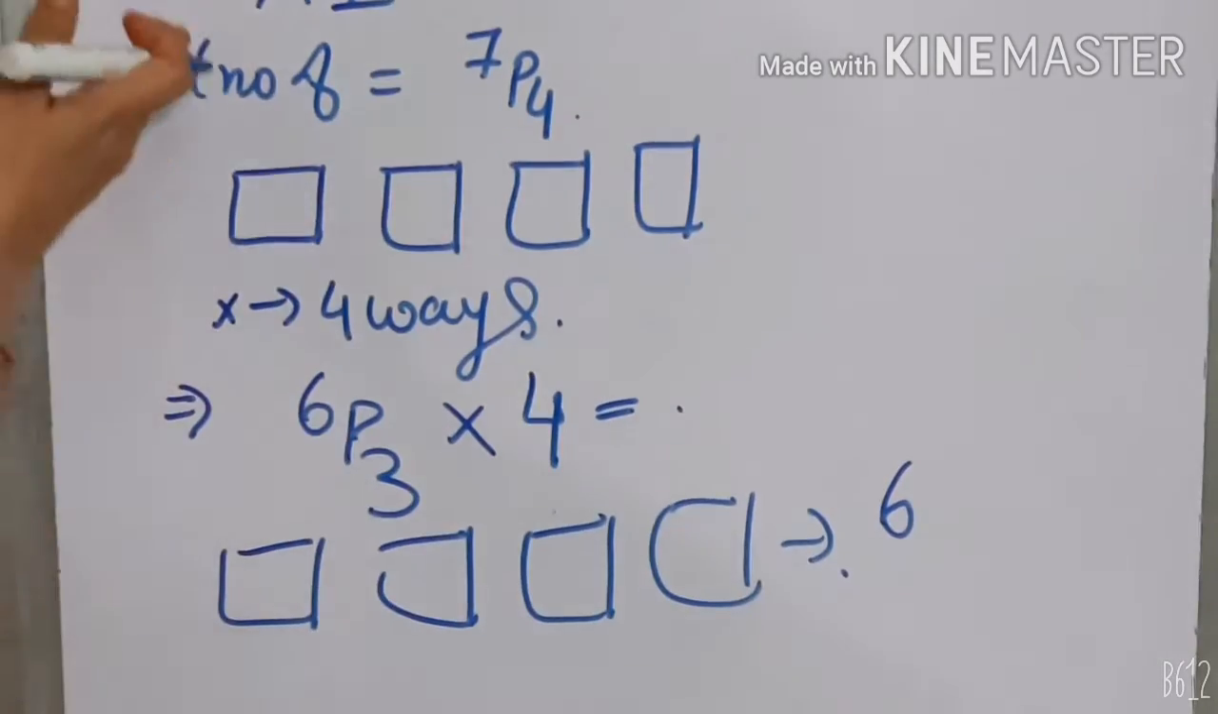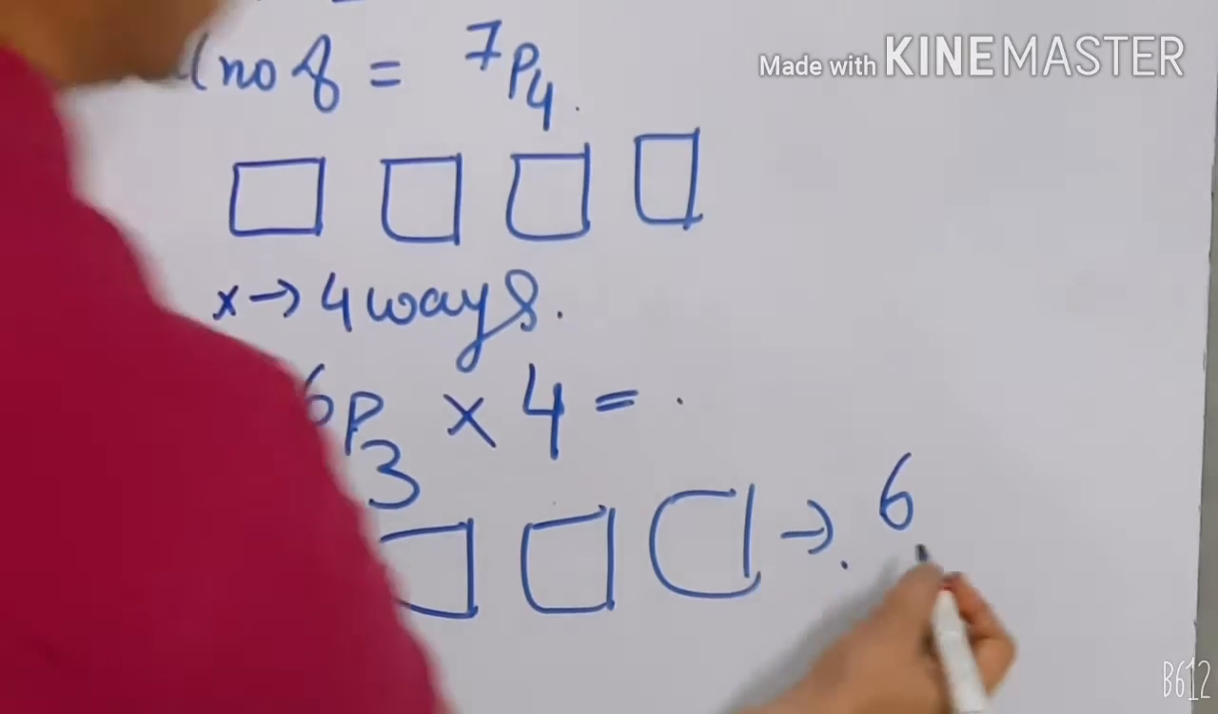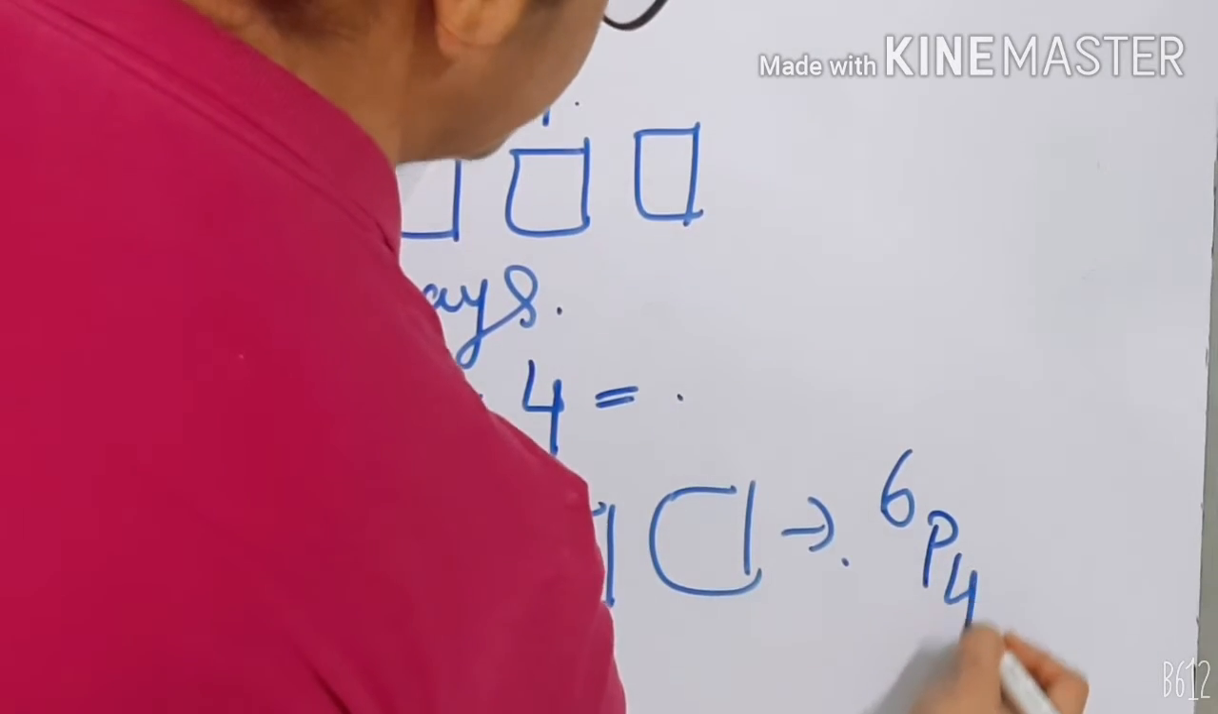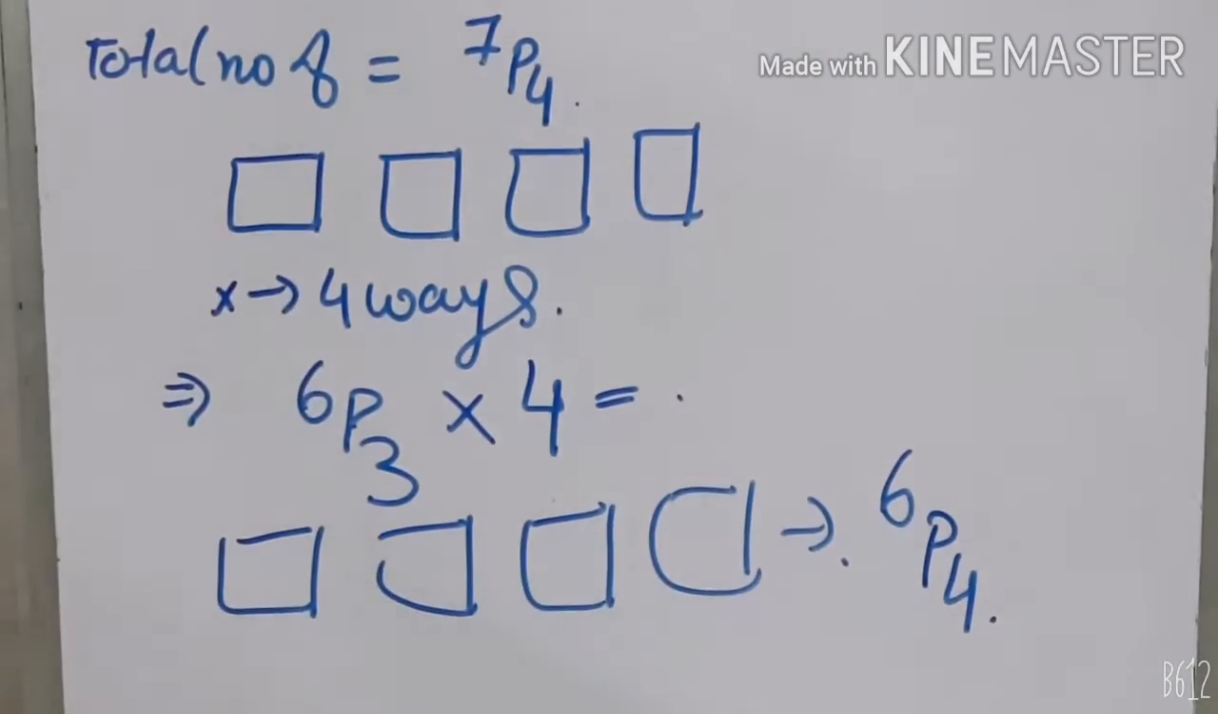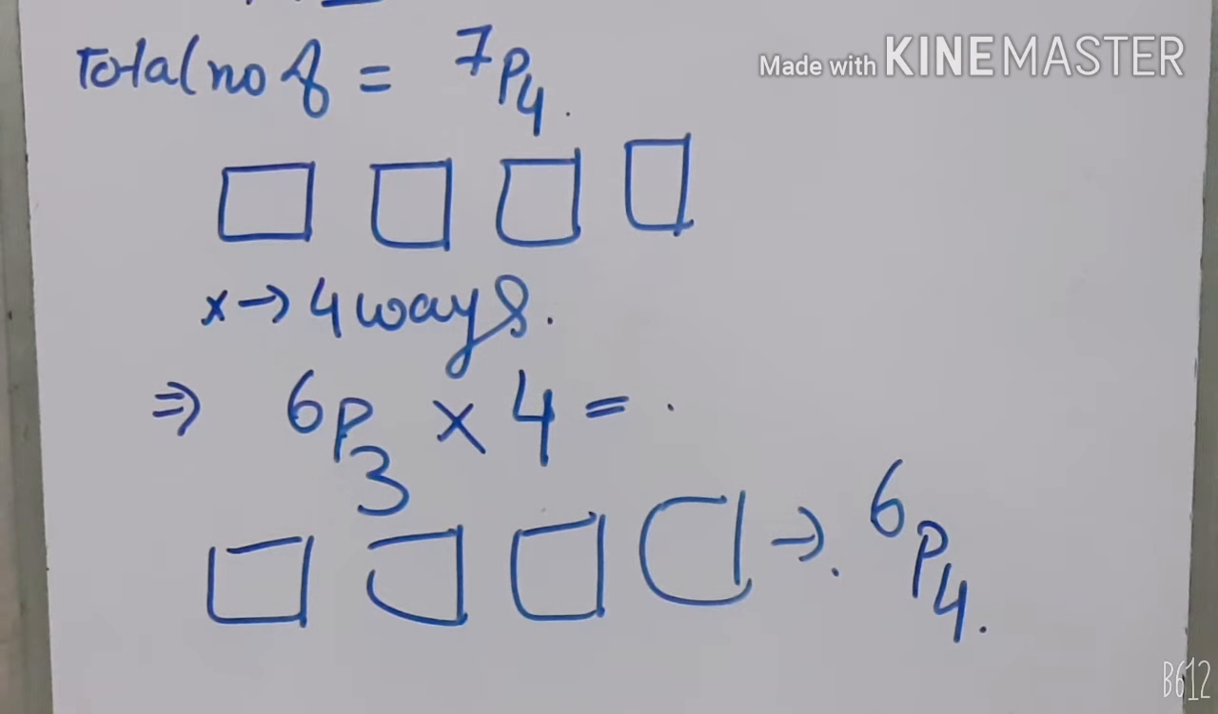The letter should come here and the letter should come there. So what we do? If 6 letters are there, I need to arrange 4 letters from that. That means it becomes 6P4.